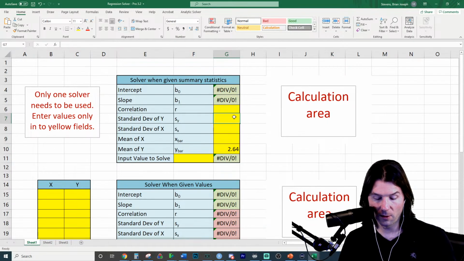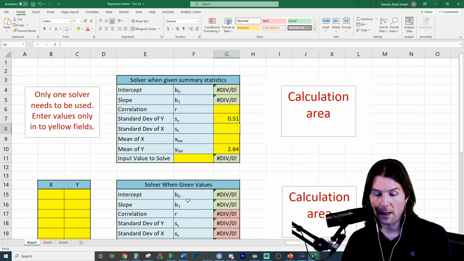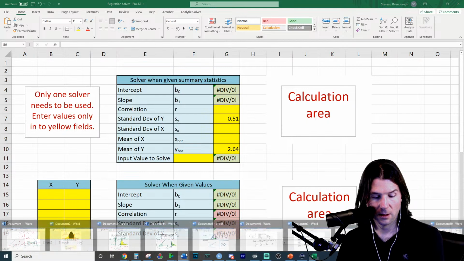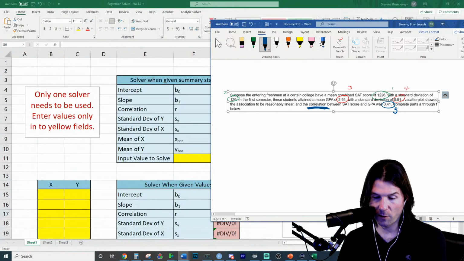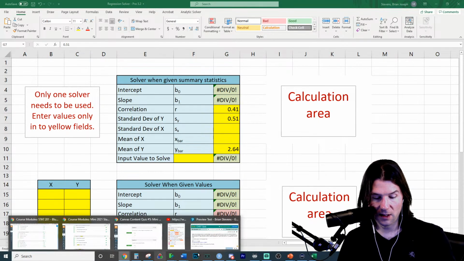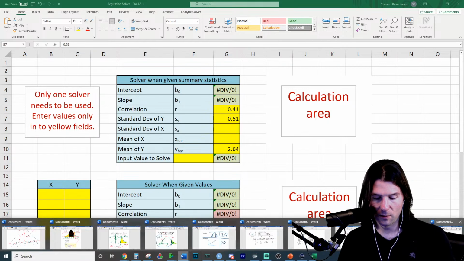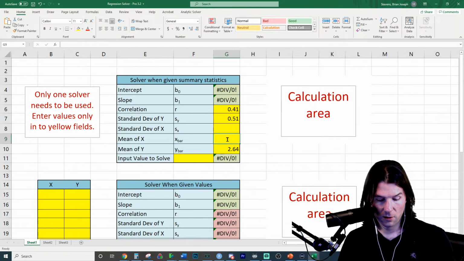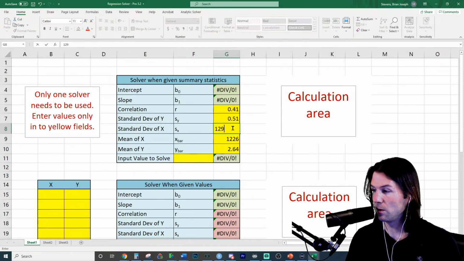Please tell me if I enter something in wrong. I'll get the whole problem wrong if I do. So that's the mean of the y variable. The correlation right here is, I believe, 0.41. You see it right there. The correlation between the two variables is 0.41. And now we need the standard deviation of the x variable, which we're using SAT to make predictions. So the mean is going to be 1226 and 129, 1226 and 129.